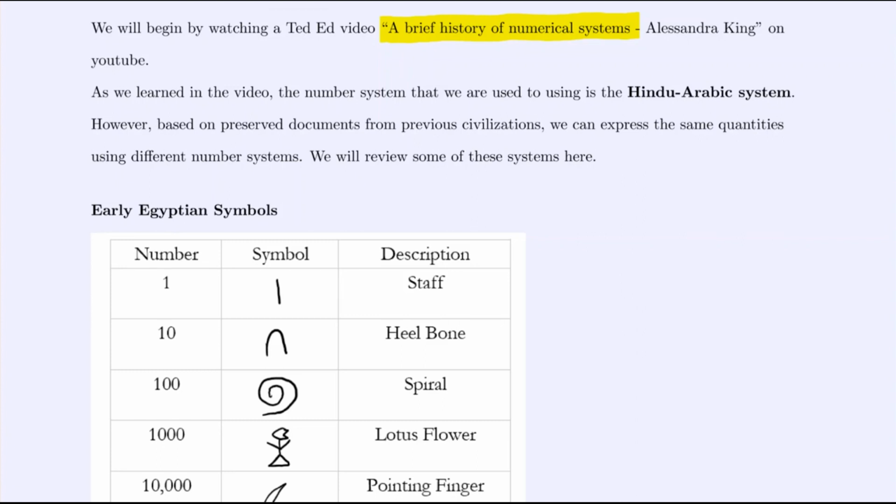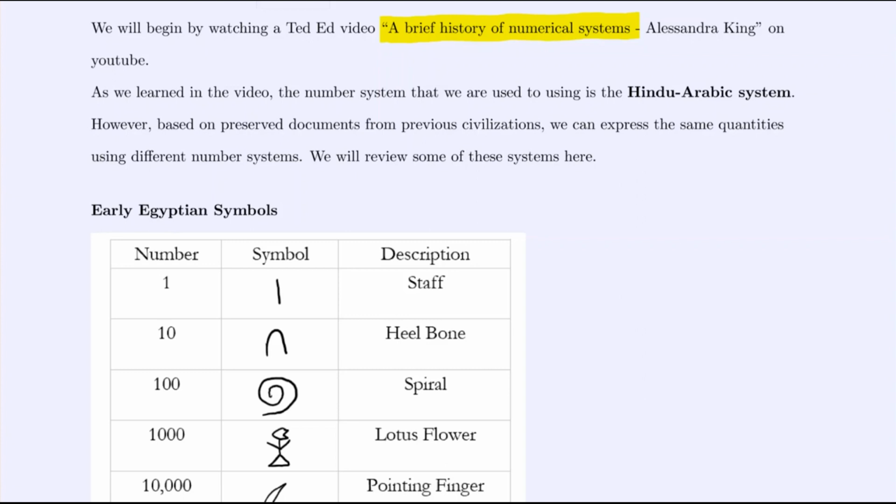Everyone, today we are going to discuss historical number systems, and we're going to begin with the Egyptian system. Before you continue further in this video, I would recommend that you look at this YouTube video, A Brief History of Numerical Systems by Alessandra King. I believe it's a TED Ed video, and I think it gives a great overview of some of the different historical number systems and why some are improvements on others, which we'll also try to discuss in this video as well.